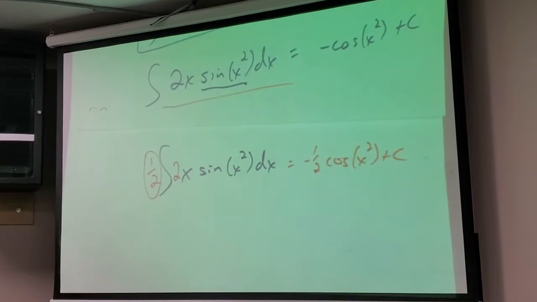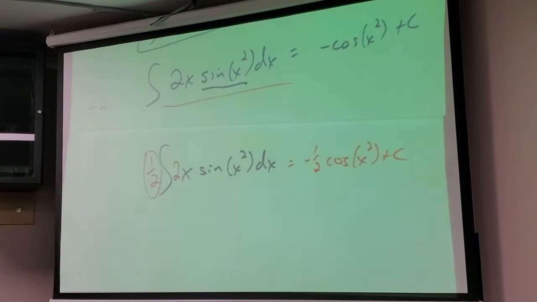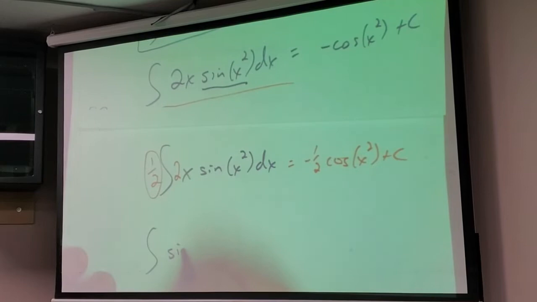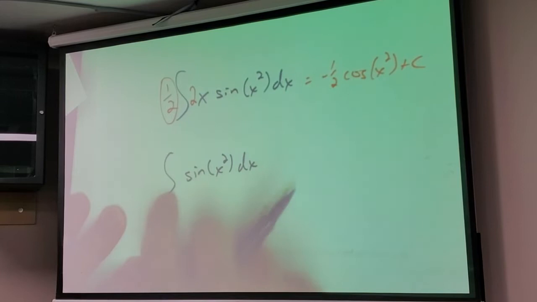Okay, now, here's the big thing. And there is a way to teach U sub that, dear God, I wish some of my colleagues would stop teaching it this way, because then it feels like, oh, it's magic. I can make anything work. No. So if I had this, we already looked at this, but can you guys tell me why can't I just make something show up here? What would I need to be here? I need a 2x.